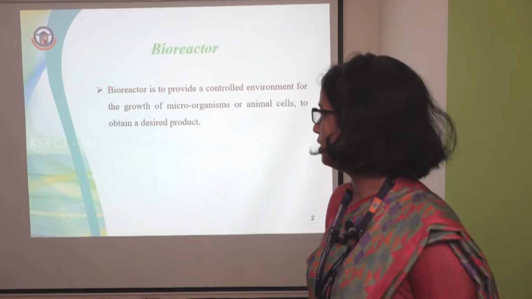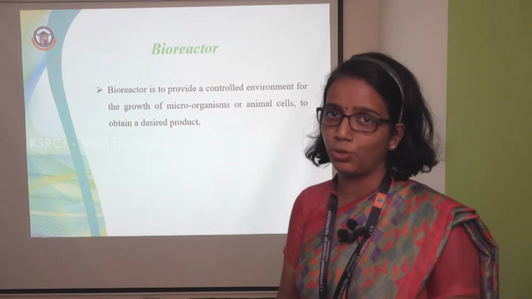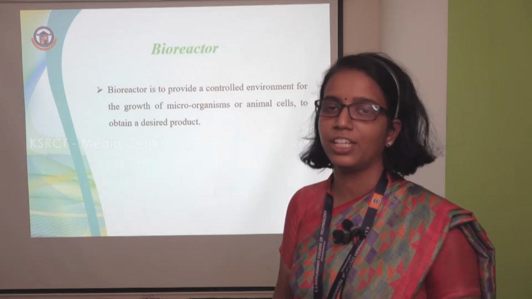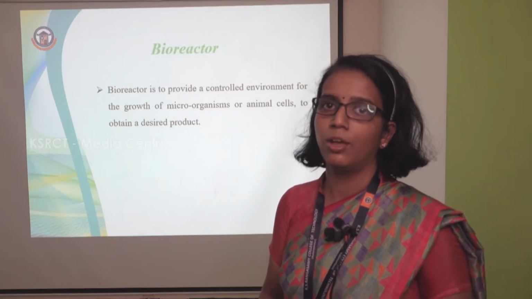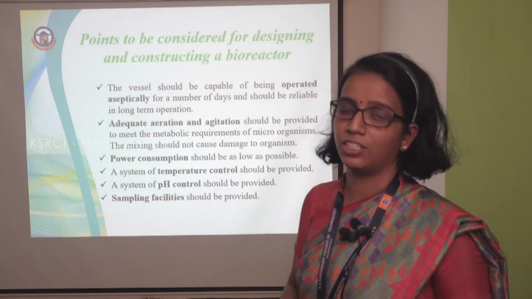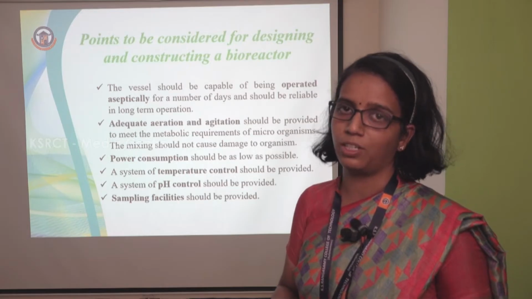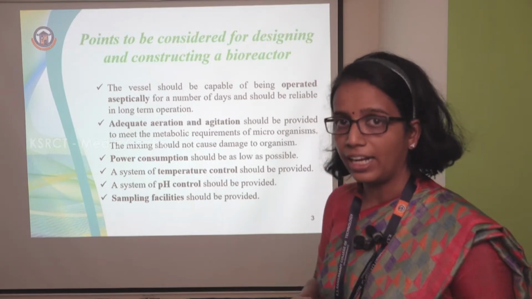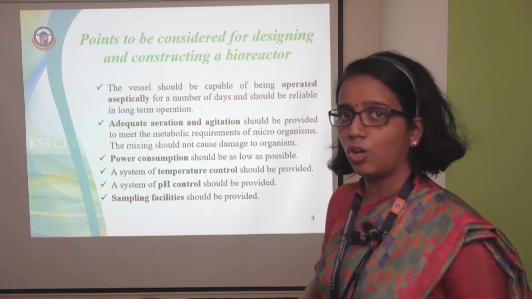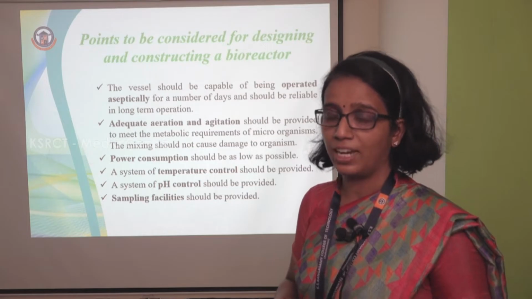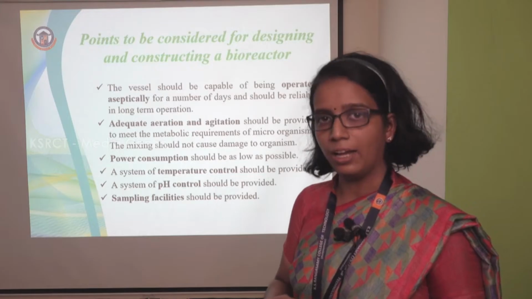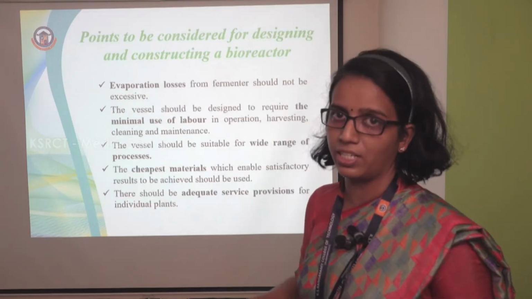So a bioreactor is one instrumentation that requires a controlled environment for microorganisms to grow. While designing this bioreactor, we need to consider some essential factors before designing, which include an aseptic environment, the first main thing that needs to be considered while preparing this particular bioreactor, and it should provide adequate aeration and agitation for the microorganisms to grow. Followed by, it should also give us less power consumption, and it should have facilitated temperature control and pH control along with sampling facilities.